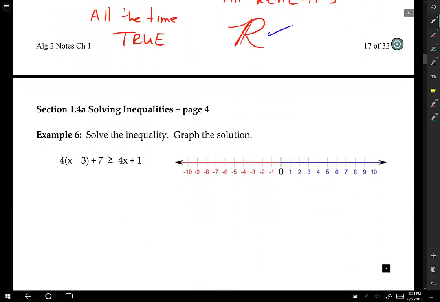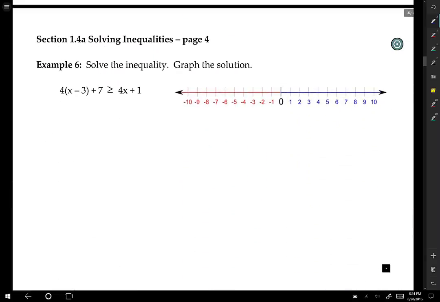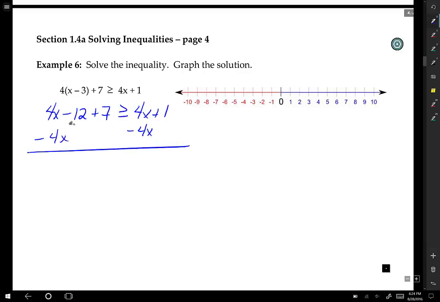Let's keep moving here. Here we have solving the inequality. I've thrown some numbers in there with some distributing. So 4x minus 12 plus 7 greater than or equal to 4x plus 1. I subtract the 4x from both sides. I combine my 12 and 7 to get negative 5. Pause for a second. Think to yourself. Negative 5 greater than or equal to 1. True or false? Hopefully you're saying that's obviously true.